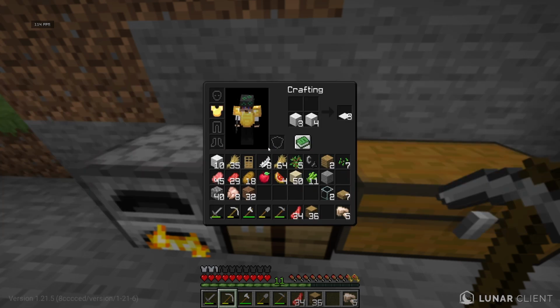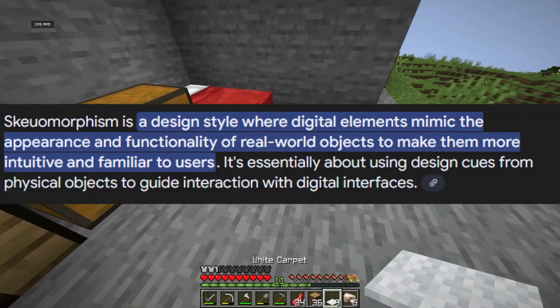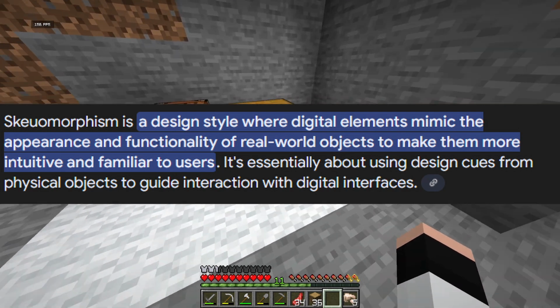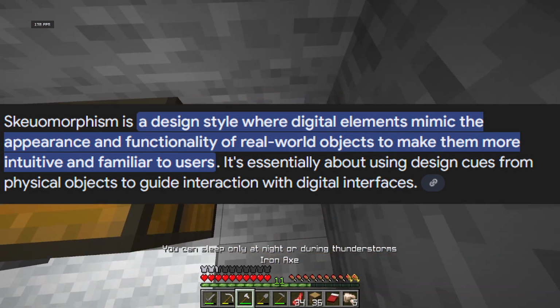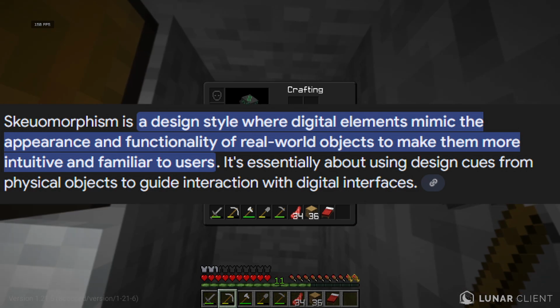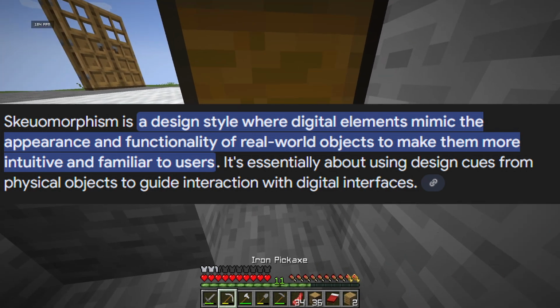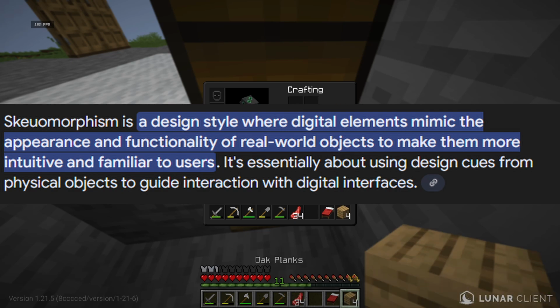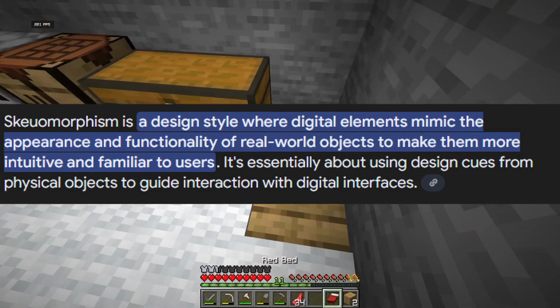natural world. If you don't know what skeuomorphism is, skeuomorphism is a design style where digital elements mimic the appearance and functionality of real-world objects to make them more intuitive and familiar to others. It's essentially about using design cues from physical objects to guide interaction with digital interfaces.